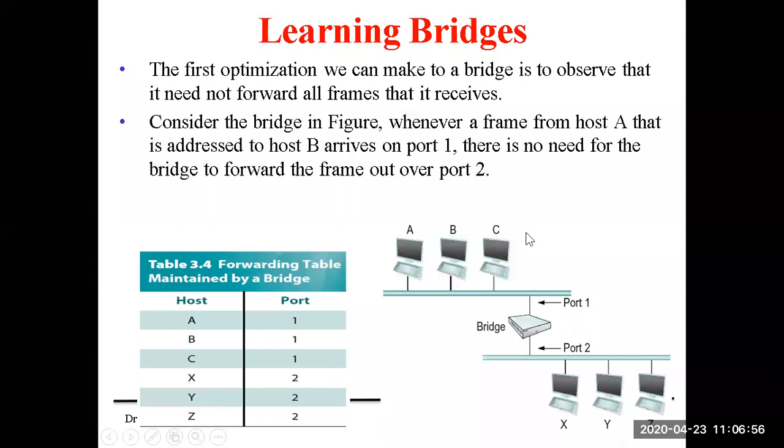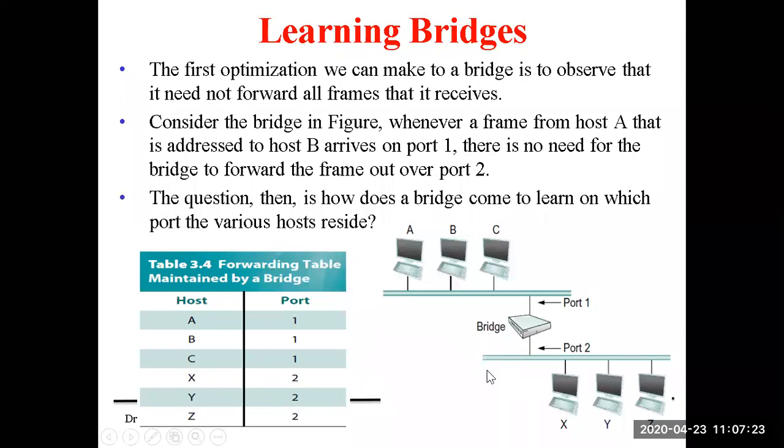Consider the figure. Suppose A wants to address B on port 1. There is no need for the bridge to forward to the other port. If A is transmitting to B, even when the frame comes to the bridge, it will never forward it. That is one intelligent thing we should observe. And the question is, how does the bridge come to know about this? The answer is here. Each bridge maintains a forwarding table.